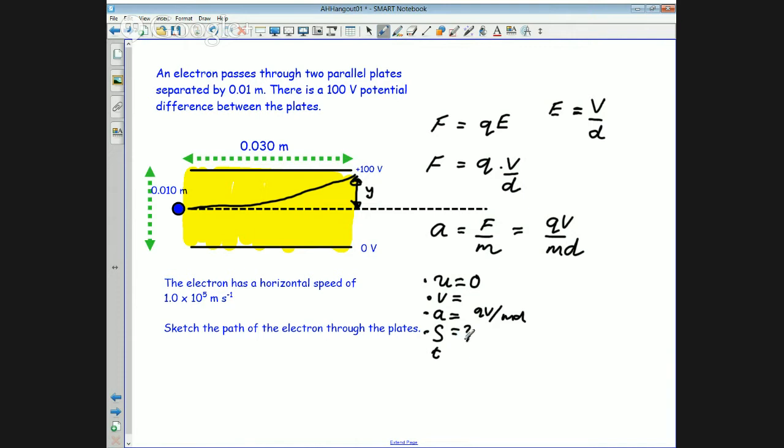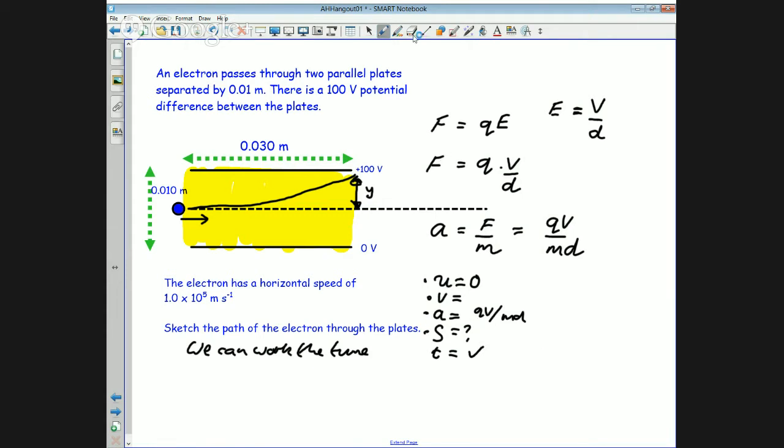S equals, well, sorry, we don't know V, so we wouldn't be able to use that. So we'd have to find the time first. So as long as we know the speed of the particle coming in, which it gives us here, beg your pardon, we know the speed coming in, and we know the distance it's going to traverse, so we can work out a time. So we can work out the time the electron is in the field, and that will be this value here.